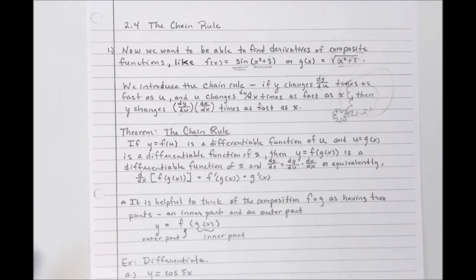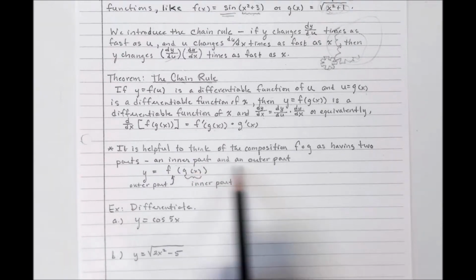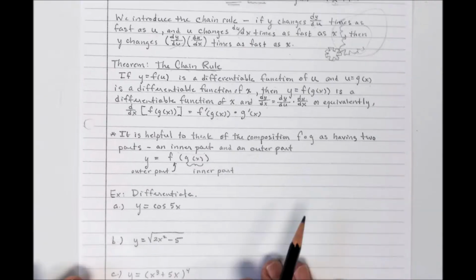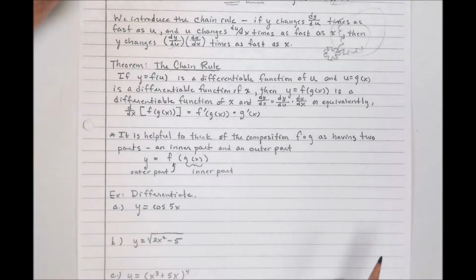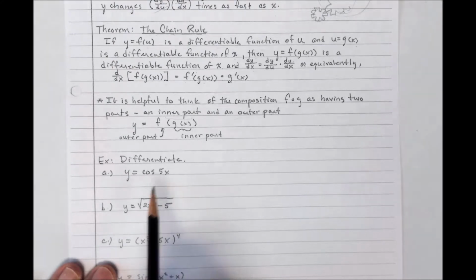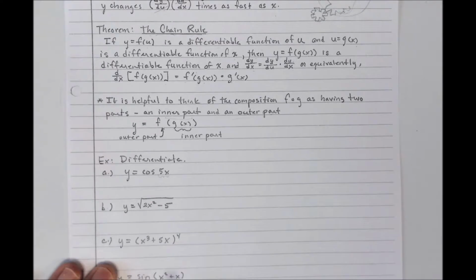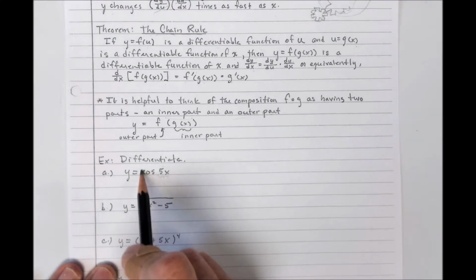Again, it's important to think of this as having an inner part and an outer part so that you can know how to set up your derivative. For example, all I want to do here real quick to start this problem off is figure out, I have a composite function, what's my inner part? Well, if I plugged in a number for x, the first thing I would do is 5 times x. Therefore, this is my inner function and this is my outer function.